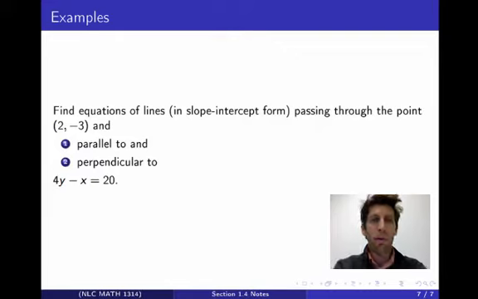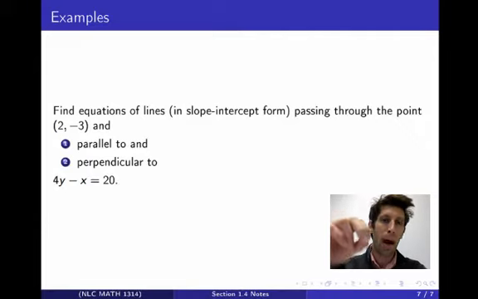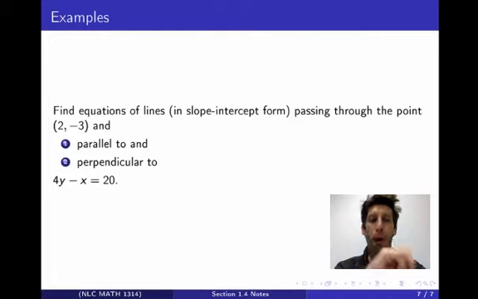In this example, we want to find equations of lines, which, as usual, are going to be in slope-intercept form, passing through the point (2, -3), and in part 1, parallel to, and in part 2, perpendicular to the line 4y minus x equals 20.